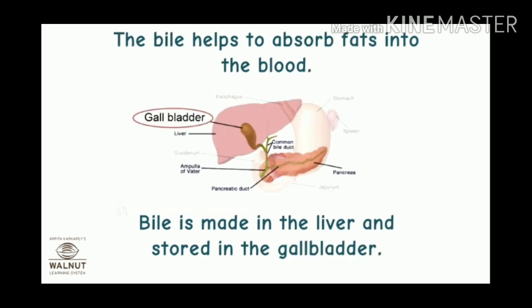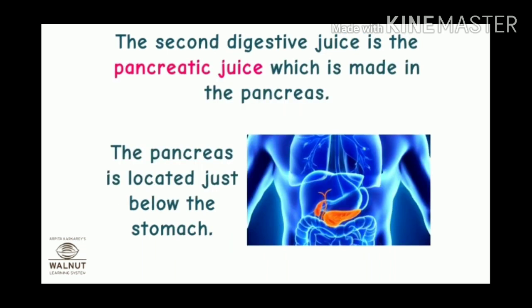The bile helps to absorb fats into the blood, and in addition to this, it causes emulsification of fats. It means large fat particles break down into simple particles. Bile is made in the liver and stored in the gallbladder. The second digestive juice is the pancreatic juice, which is secreted by the pancreas, a leaf-like structure. The pancreas is located just below the stomach and secretes pancreatic juice.